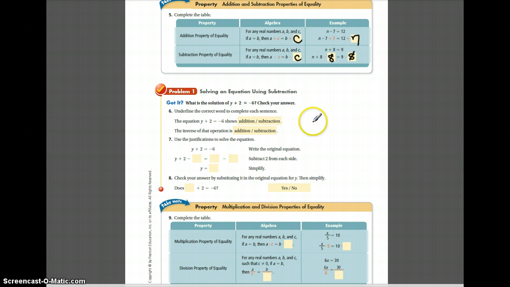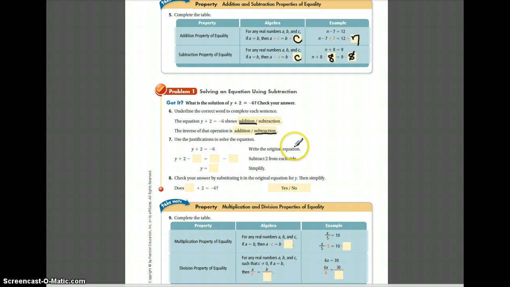Number 6, underline the correct word to complete each sentence. The equation y plus 2 equals negative 6 shows addition because we're adding y and 2. The inverse operation of addition is subtraction. Use the justifications to solve the problem.